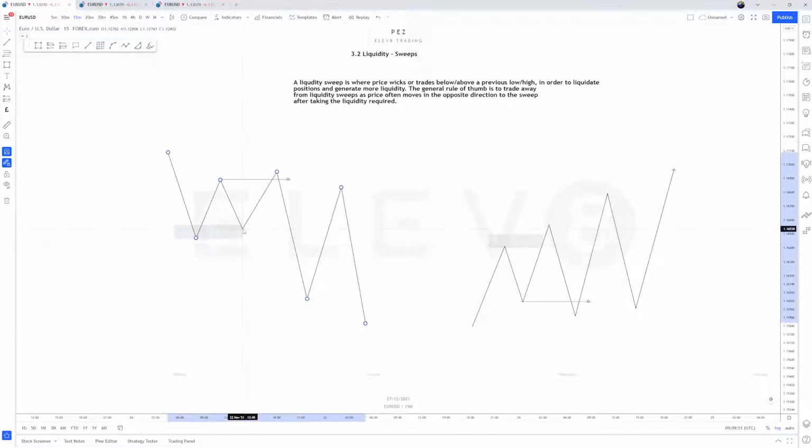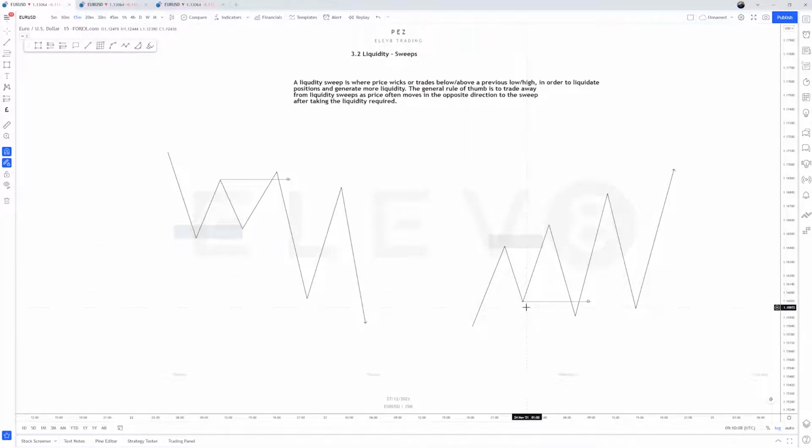What could also happen is demand could not fail, so we come down, tap into demand, push up creating this high. Demand then doesn't fail, and then we come back sweeping this high before moving down and then mitigate this sweep. Here you can see the same with supply.